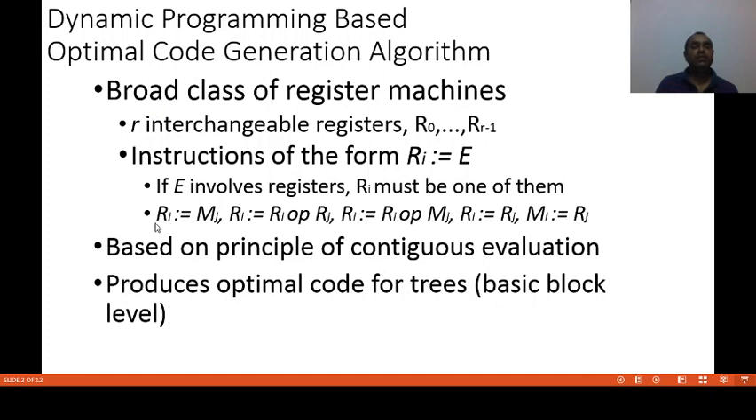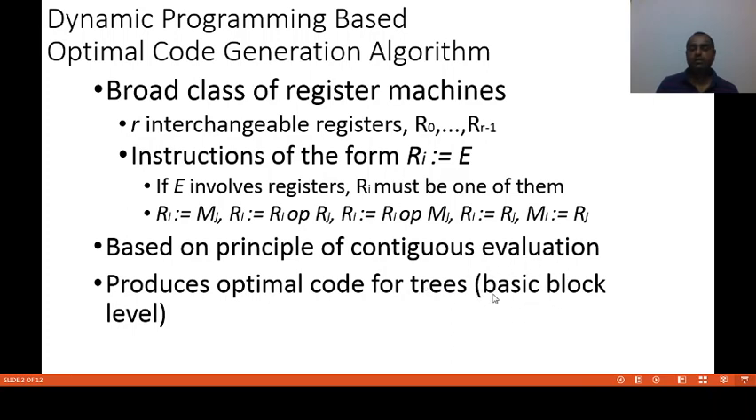Now in this machine the instructions can be of these forms like Ri = Mj, M stands for memory here. Ri = Ri op Rj, Ri = Ri op Mj, Ri = Rj, Mi = Rj. And this algorithm works basically on the principle of contiguous evaluation. It produces optimal code for trees, and this algorithm is applied at basic block level.